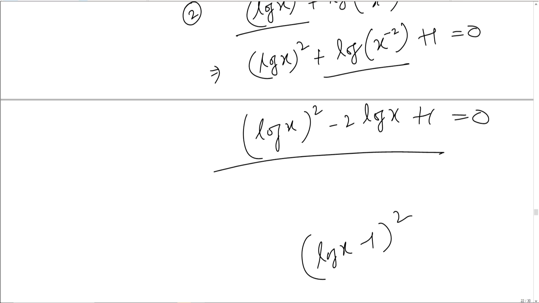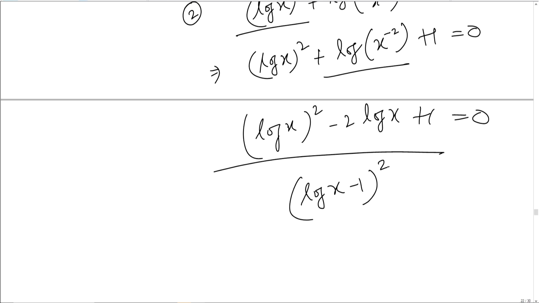Okay, you can try this: log x. So, (a minus b) whole square is a square minus 2ab plus b square. This is the expansion of this term. So, you can rewrite this term as (log x minus 1) whole square. This is how you can rewrite it. Of course, x has to be greater than 0, that constraint is still valid.